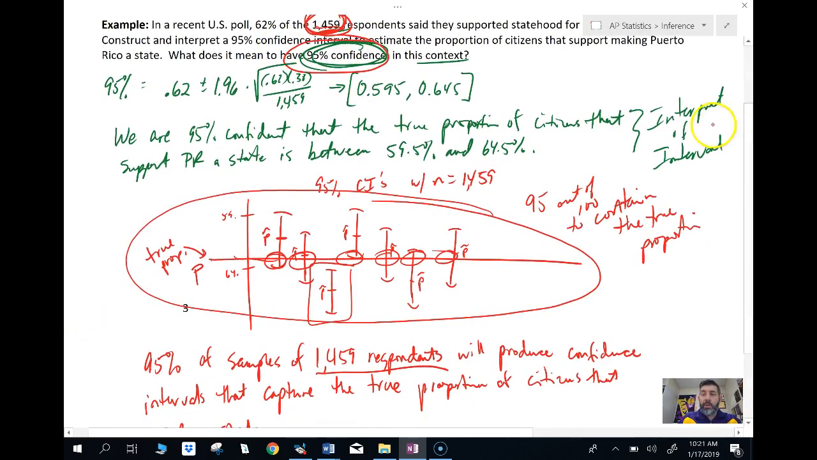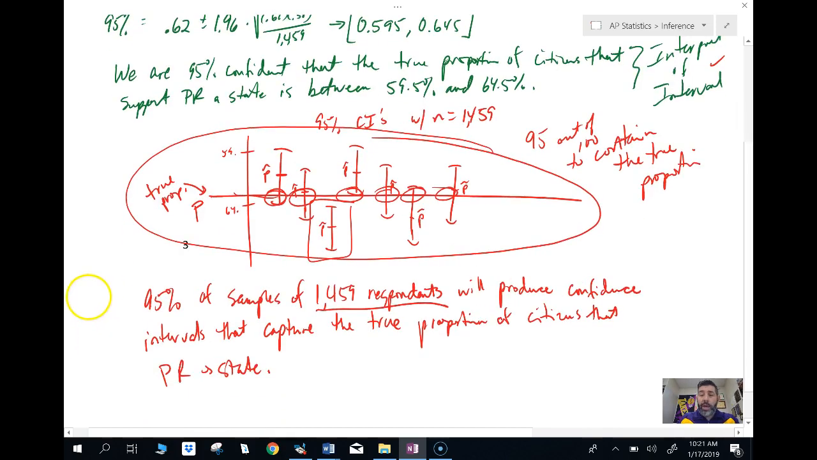So this is the difference. Green is the interpretation of the interval. Red here is the interpretation of my confidence level. All right, guys? So that's it. That's the interpretation of confidence level.